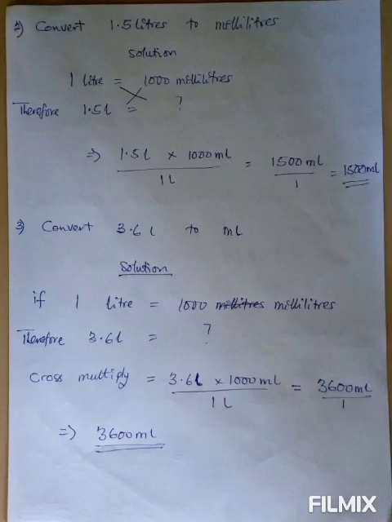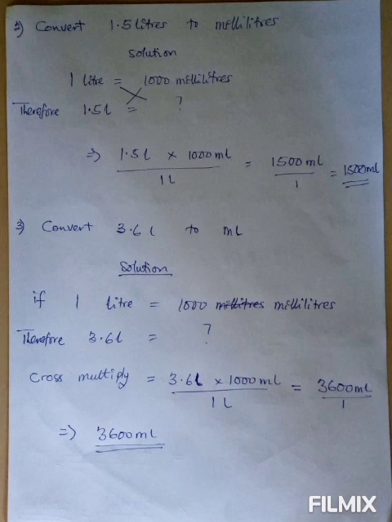We are saying convert 1.5 liters to milliliters. Now, we said that 1 liter is equal to 1,000 milliliters. Therefore, if 1 liter is equal to 1,000 milliliters, how many milliliters will be 1.5 liters? And so you just cross multiply.